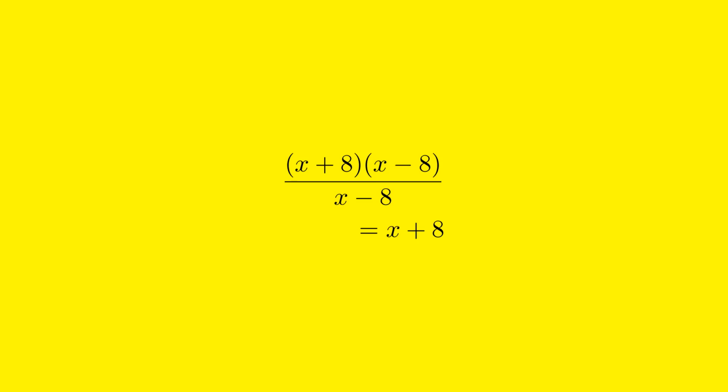Next, observe that both the numerator and denominator of the fraction contain the factor x minus 8. Since we have the term x plus 8 times x minus 8 all over x minus 8, we can cancel the common factor x minus 8 from both the numerator and the denominator. This leaves us with simply x plus 8. Therefore, the rational expression x squared minus 64 over x minus 8 reduces to x plus 8. This is the final step, and the expression is now in its simplest form.